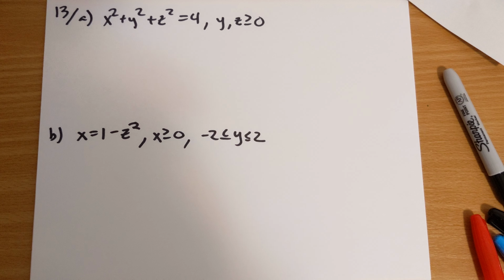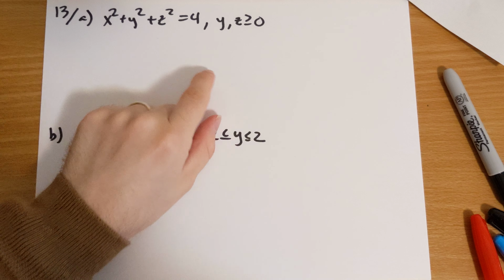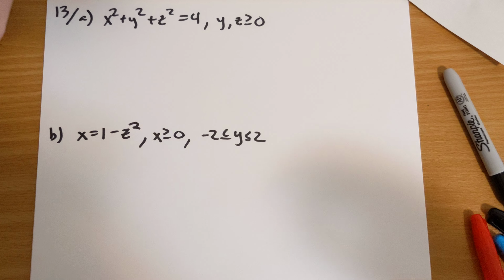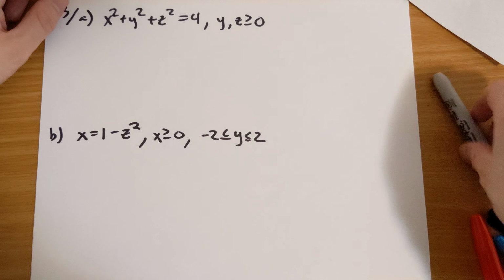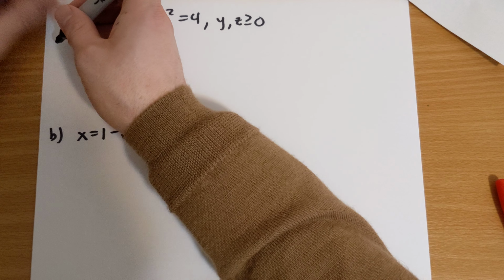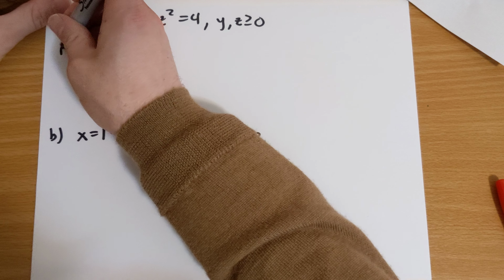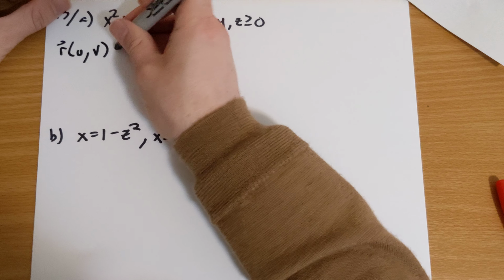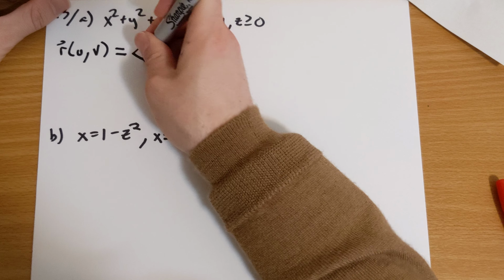Let's take a look at problem number 13. We're asked to parameterize these two surfaces here. First one, the portion of the sphere x squared plus y squared plus z squared is equal to 4, where y and z are both non-negative. So the way that we're going to do it, we were asked to use u and v here. Usually I would do this with phi and theta, but we can do it with u and v.